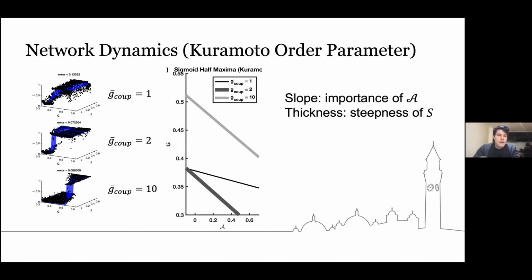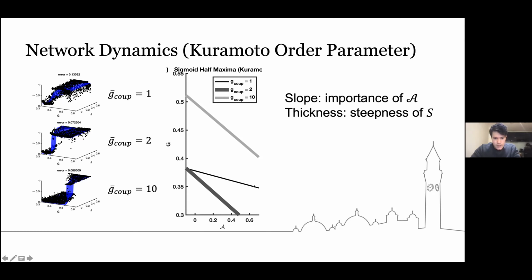So with respect to the Kuramoto order parameter, we have very similar results. For the strong coupling, it takes a lot of activation of G to activate the system, but the relationship between G and assortativity is also quite strong. Although in the middle coupling case, the relationship between G and assortativity is also quite strong.